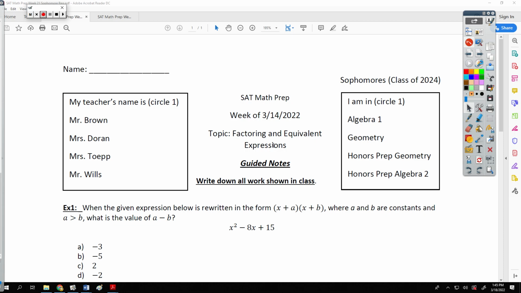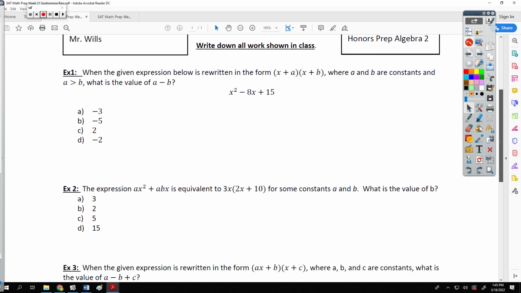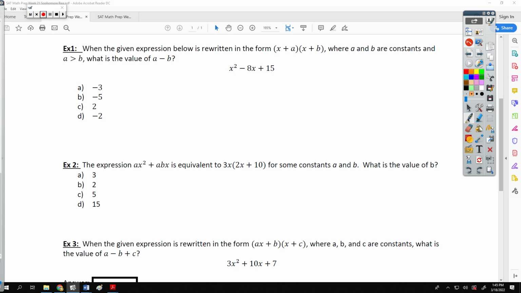All right, so we are talking about factoring and equivalent expressions for the second week in a row. So we should be able to go through these four examples relatively quickly. Example 1 says, when the given expression below is rewritten in the form x plus a times x plus b, where a and b are constants and a is greater than b, what is the value of a minus b?